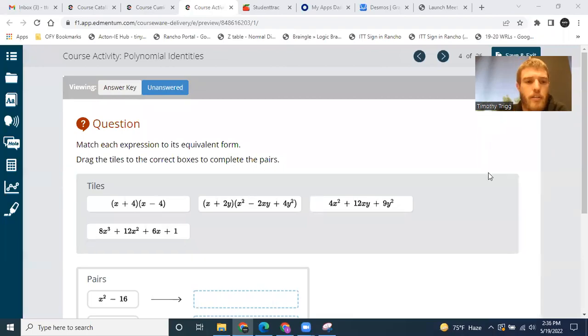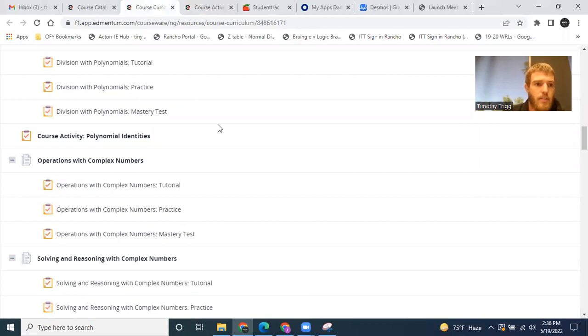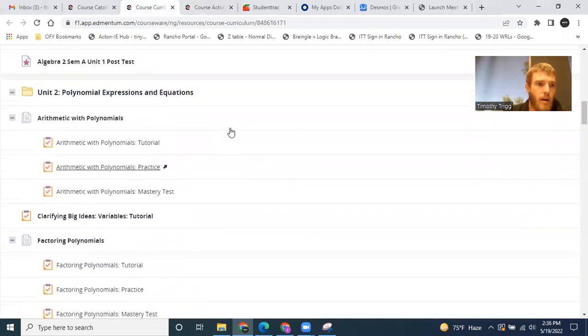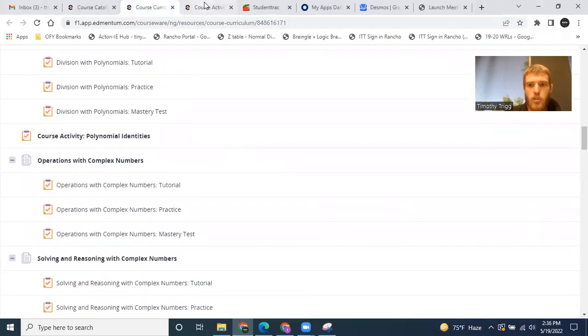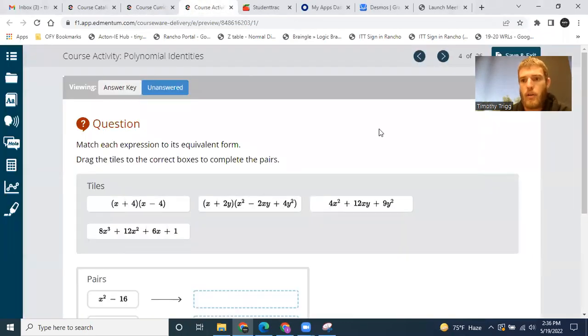Hello, mathematics students. Today we're going to be going over the polynomial identities course activity. This is going to be from Unit 2 of Algebra 2, but I think it's also in the integrated math.